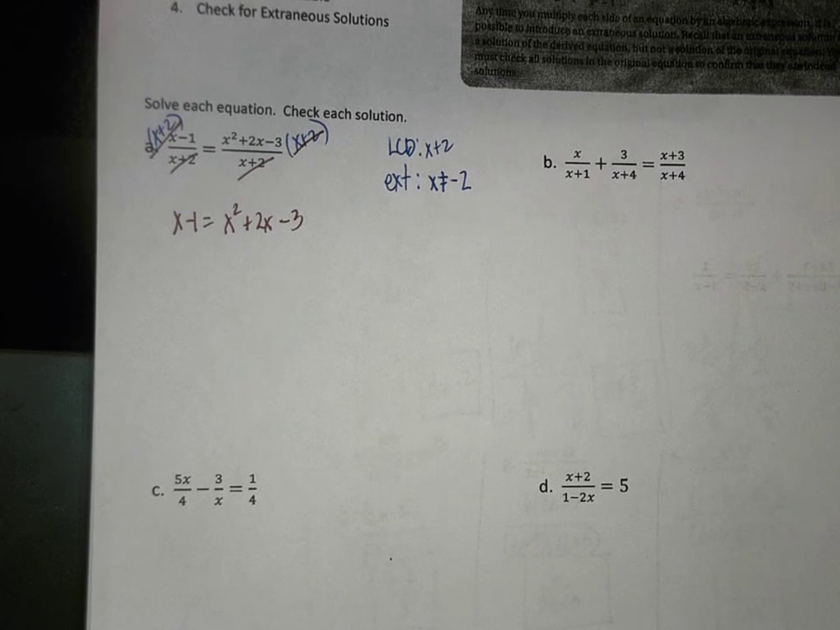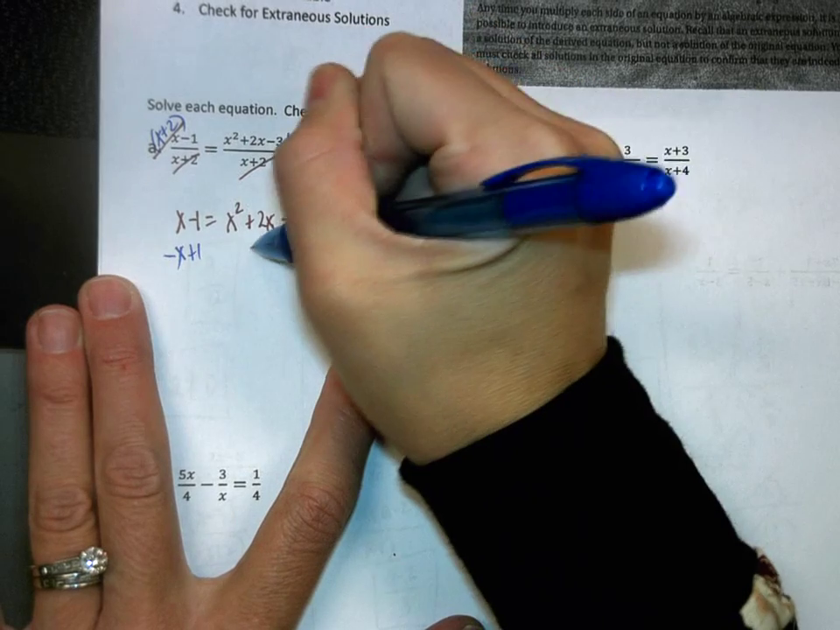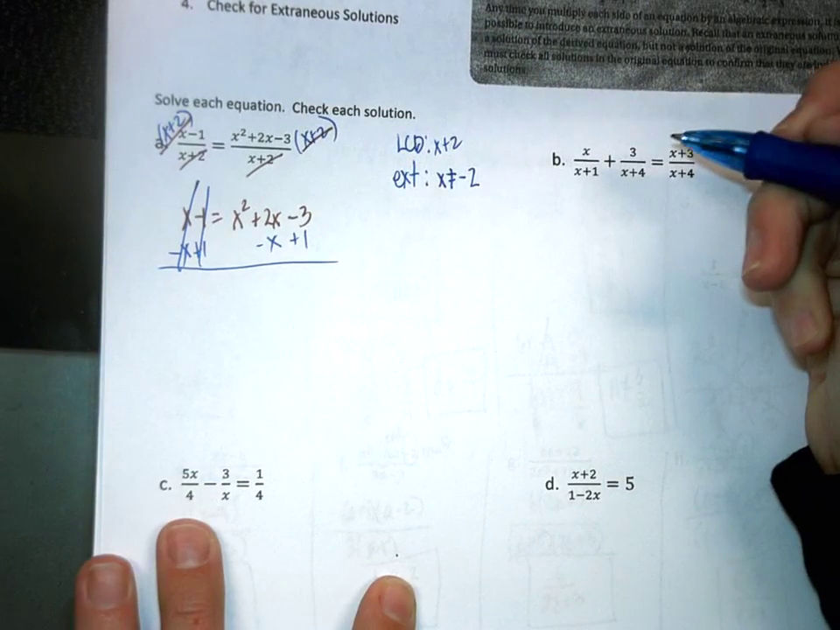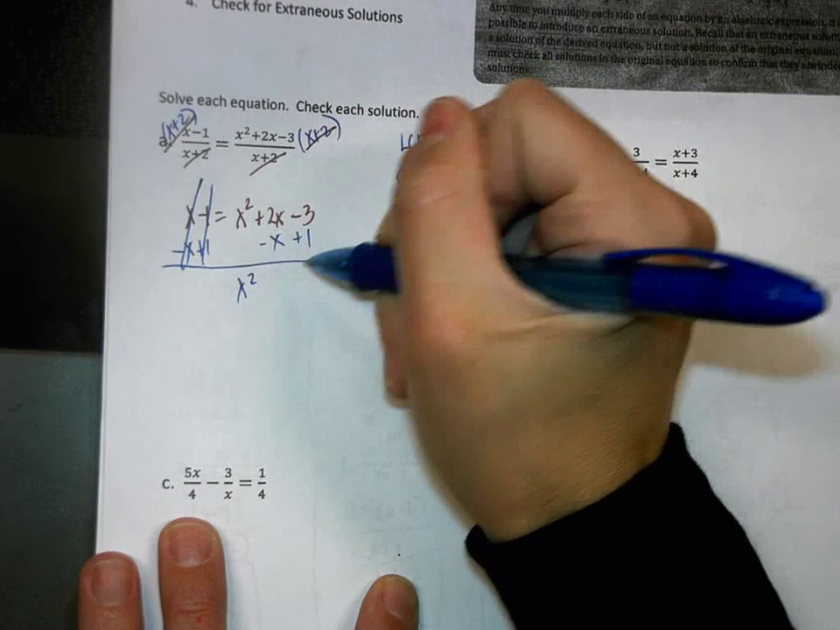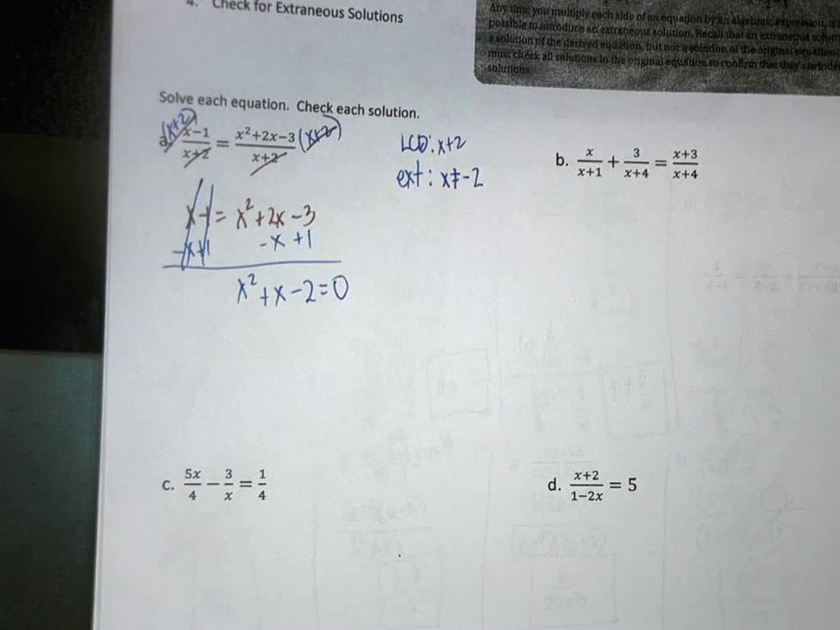To solve for this one, you always want your x squared to be positive. So which way would we move things? We're going to move everything to the right, and so we are going to subtract x and add 1. I'm just going to line those up with their like terms. So those cancel. We get x squared plus x minus 2, and we can put equals 0 on either side. It doesn't matter.